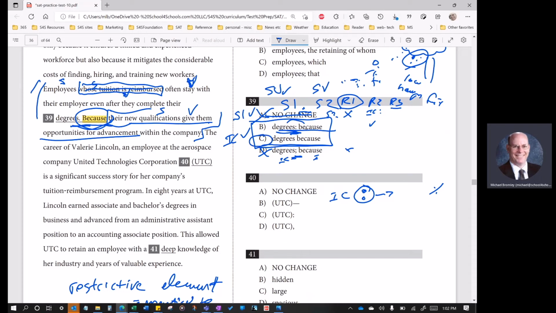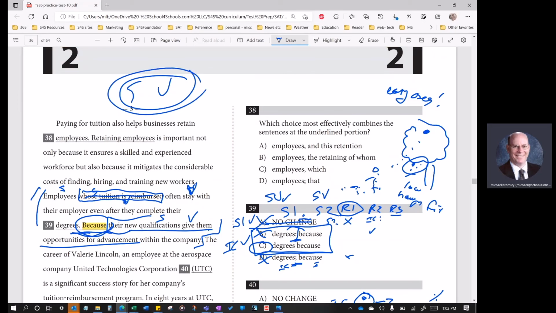So I have to go with C, not D, B, because I don't want that pause, which is separating a restrictive or an essential element of the sentence. Hope that makes sense. We used a couple different rules, rule 1, 2, 3, in order to eliminate all these. So again, it always starts with finding that subject and verb.